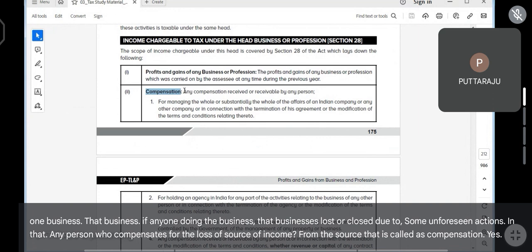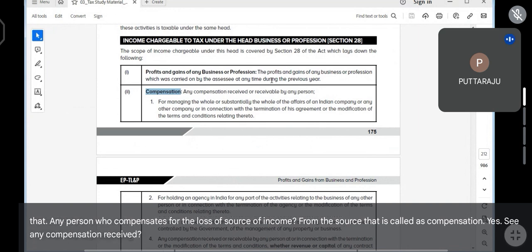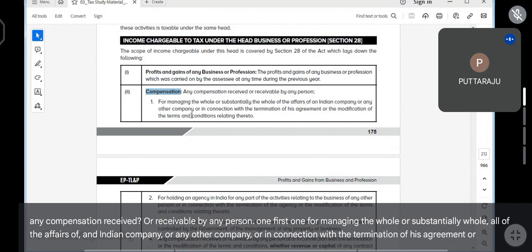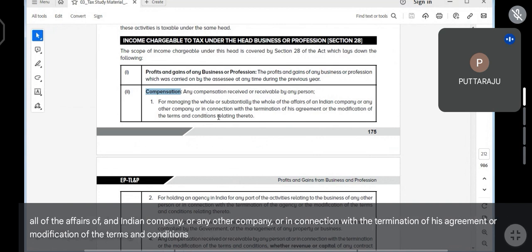See, any compensation received or receivable by any person, first one, for managing the whole or substantially the whole of the affairs of an Indian company or any other company, or in connection with the termination of its agreement or modification of the terms and conditions relating thereto.